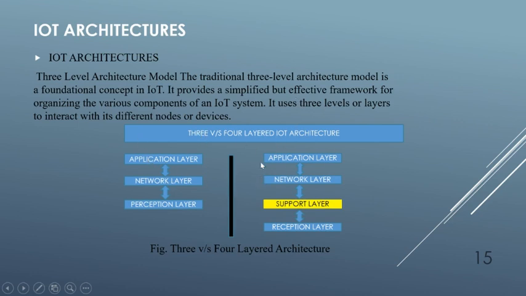It uses three levels or layers to interact with its different nodes or devices: the application layer, the network layer, and the perception layer. These are the three layers. The four-layer architecture has the application layer, network layer, support layer, and perception layer. These are all the four layers.